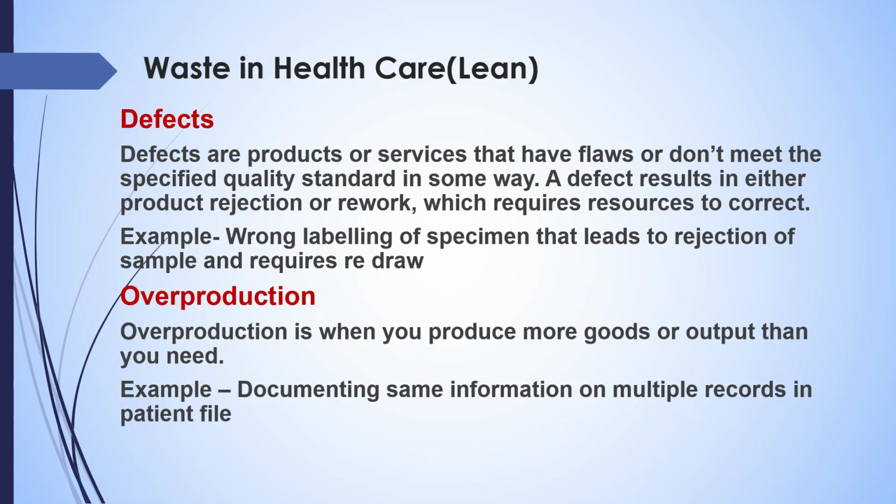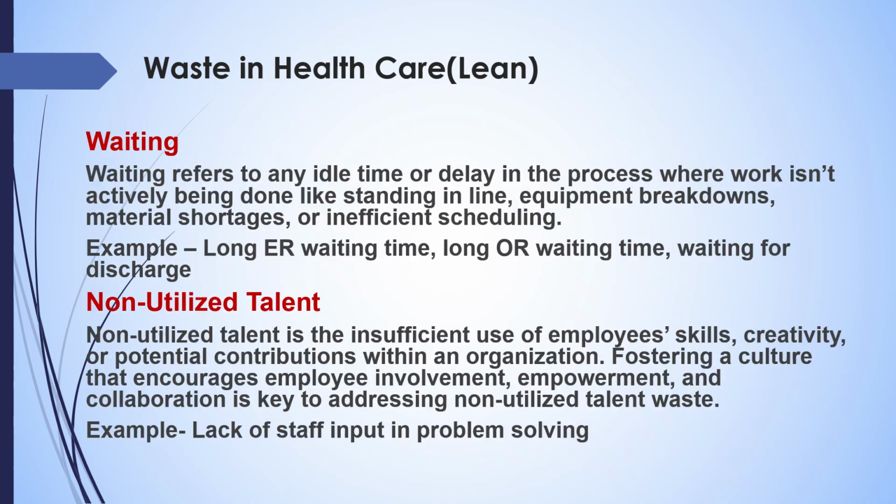Overproduction. Overproduction is when you produce more goods or outputs than you need. So in healthcare, for example, documenting some information on multiple records in patient files. For example, if an incident happens, you record in the nursing forms and also you record in the nursing notes, or the medication administration, you record in the electronic medical record, EMR, and then you still record it in the nursing notes. So recording it in multiple files is an overproduction.